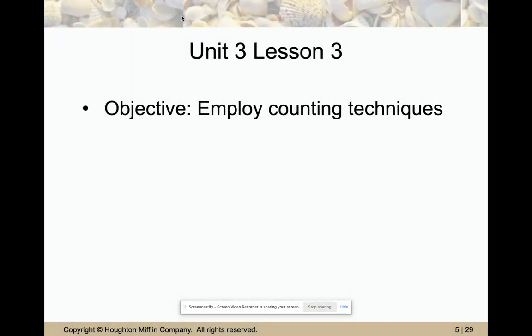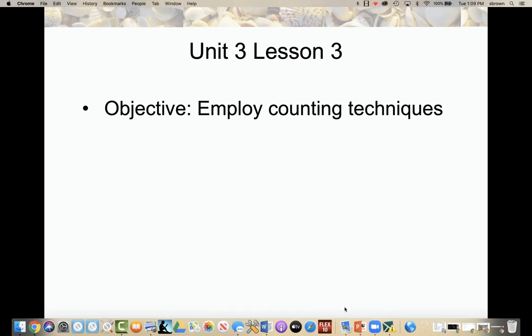Okay, welcome to lesson 3.3. Today we're going to talk about employing counting techniques.